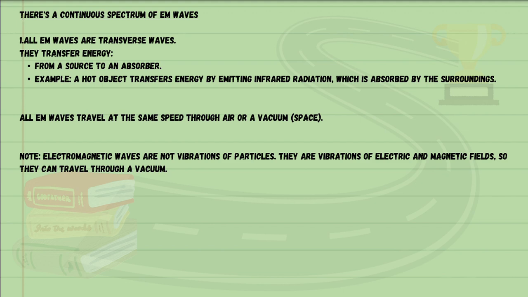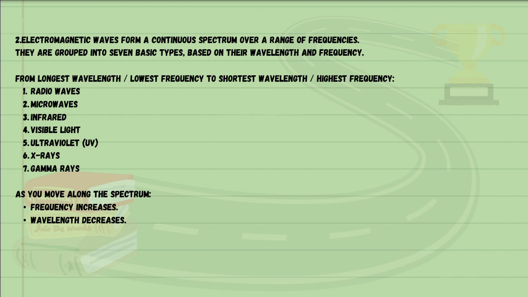All EM waves travel at the same speed through air or a vacuum space. Note, electromagnetic waves are not vibrations of particles, they are vibrations of electric and magnetic fields, so they can travel through a vacuum. Electromagnetic waves form a continuous spectrum over a range of frequencies.